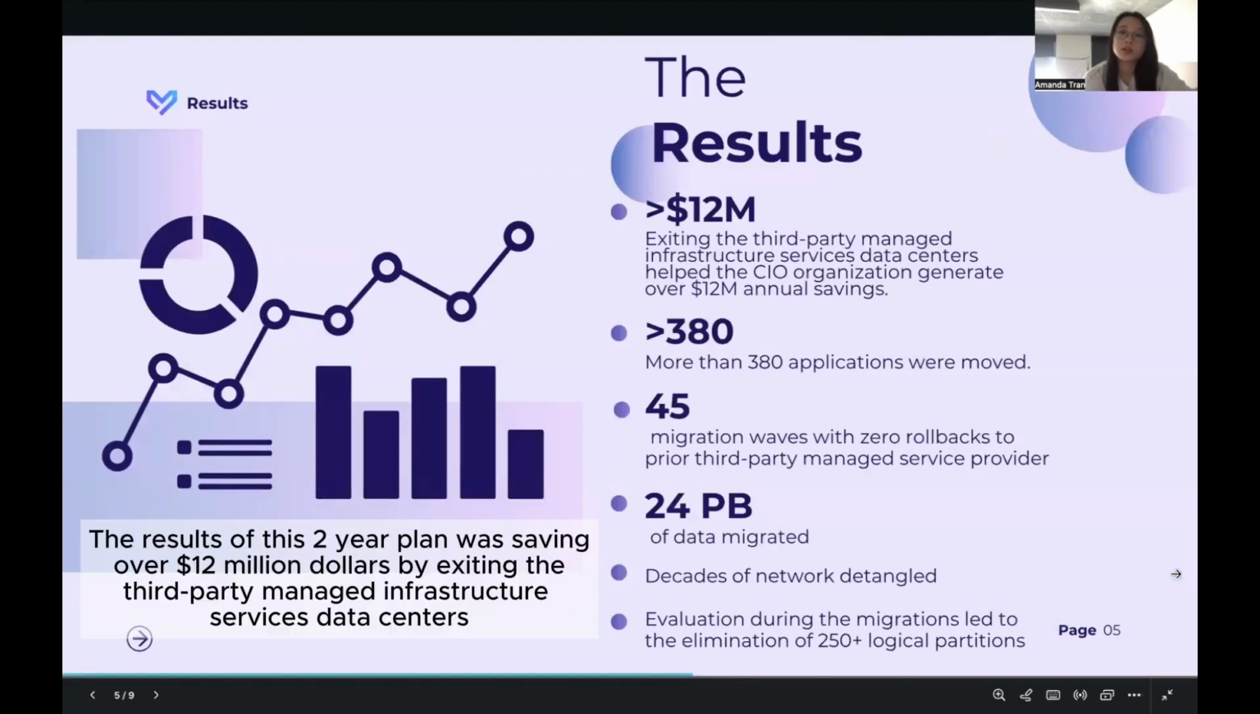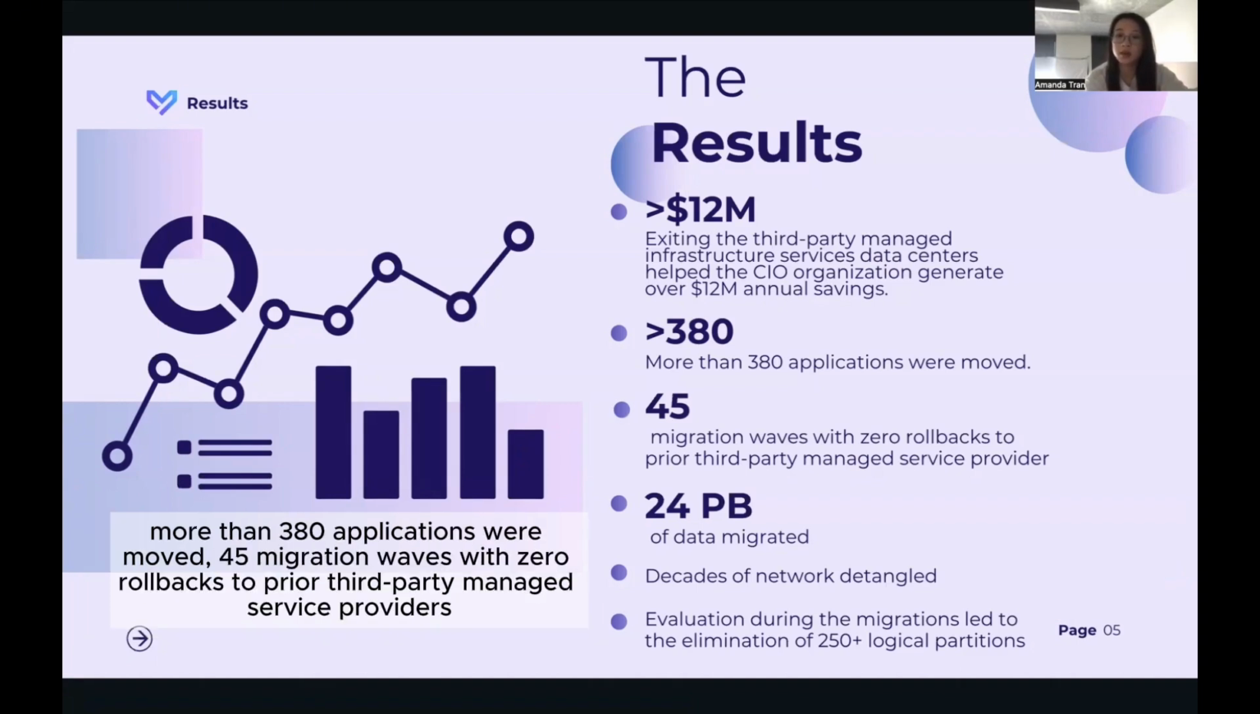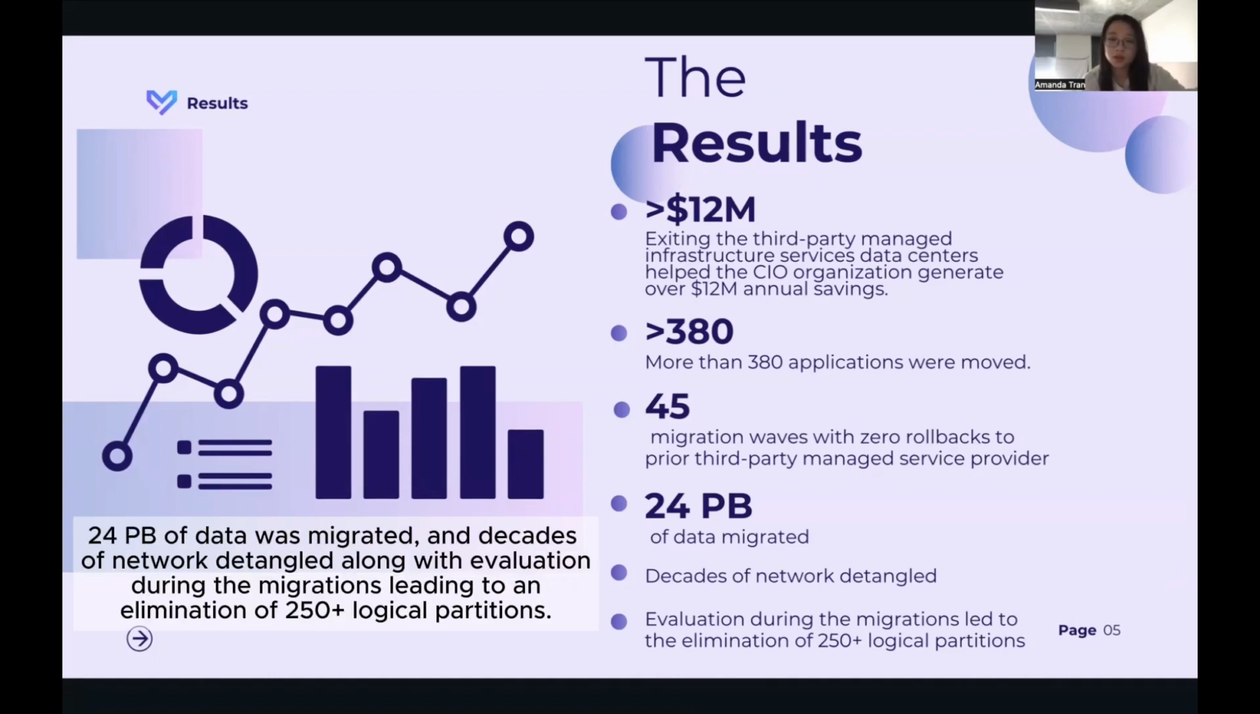The results of this 2-year plan were saving over $12 million by exiting the third-party managed infrastructure services data centers, more than 380 applications removed, 45 migration waves with 0 rollbacks to prior third-party managed service providers, 24 PB of data migrated, and decades of network detangled along with evaluation during the migrations, leading to an elimination of 250-plus logical partitions.